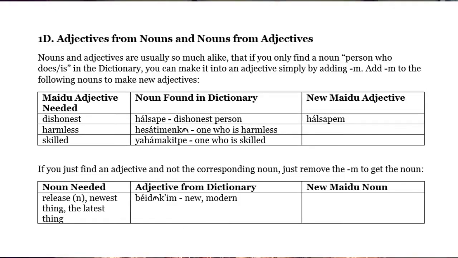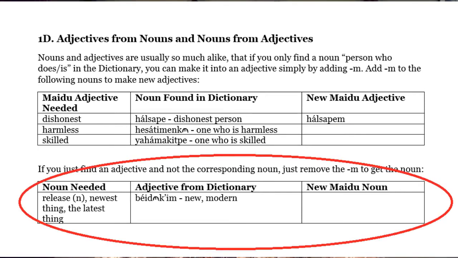Now we'll just mention exchanging nouns and adjectives. Go to page 31, section 1D. Nouns and adjectives are usually so much alike. If you only find a noun in the dictionary, like a person who does or is, you can make it into an adjective just by adding an M. If you just find an adjective in the dictionary and need the noun, you can basically use the adjective, just adding or removing the M, depending on if it's a subject of the sentence or an object. I think you already know this, but it wouldn't hurt to review and fill in the blanks on page 31.